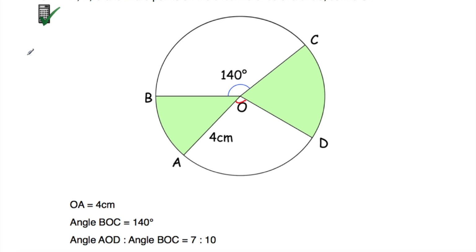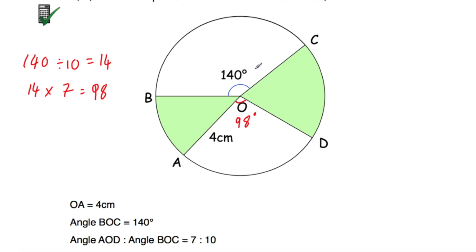So let's take the 140 and divide it by its number in the ratio, which is 10. So 140 divided by 10 is 14. And now we're going to multiply by the angle AOD's number in the ratio, which is 7. So 14 multiplied by 7. It's a calculator question, so that's equal to 98. So that means that this angle here is 98 degrees. Okay, that's fantastic. So we've got the size of these two angles.